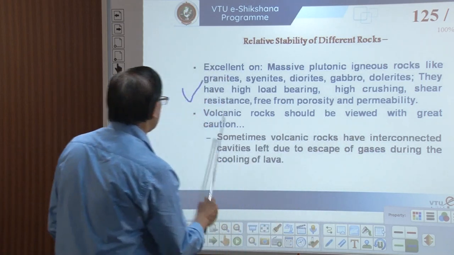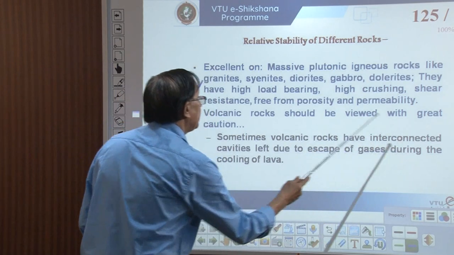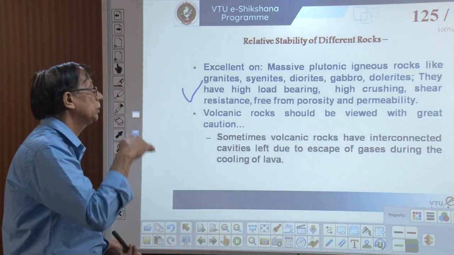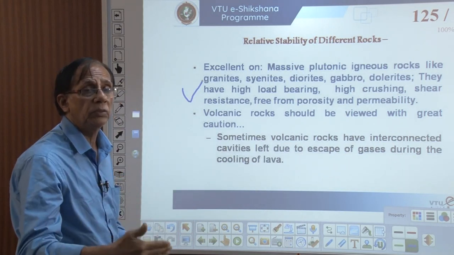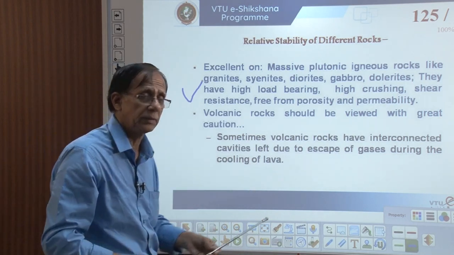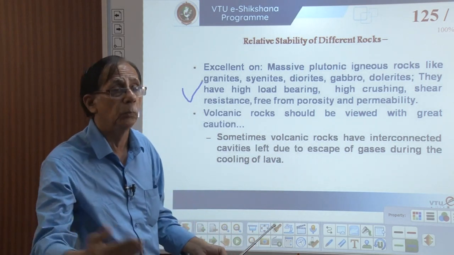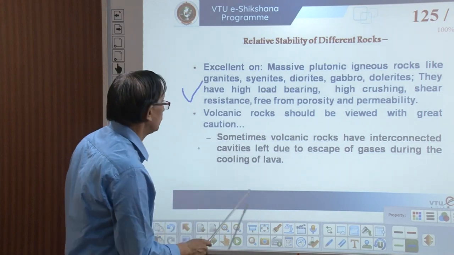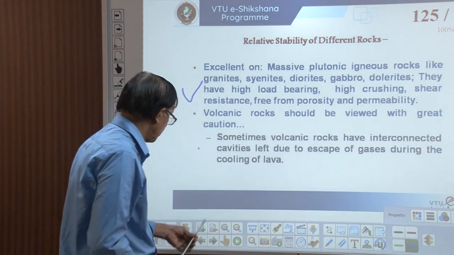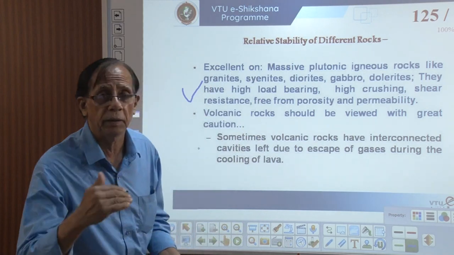Volcanic rock should be viewed with great caution, because in volcanic activity we have cavities that may be interconnected. If joints are there, they can connect the cavities. There is a possibility of porosity developing. These cavities were developed due to cooling of lava, escape of gases, etc. If they are fractured, sheared, cavities get connected, they become highly permeable. Therefore, volcanic rock should be carefully viewed. Otherwise, if it is perfectly massive, we can go ahead with it. It means plutonic igneous rocks are good. Volcanic rocks have to be treated carefully.